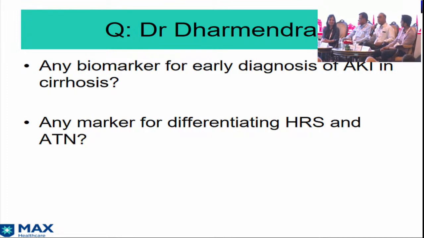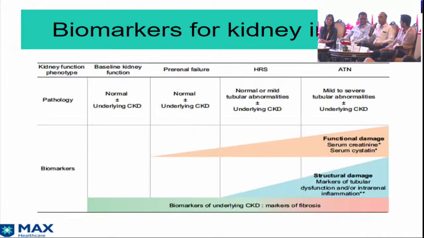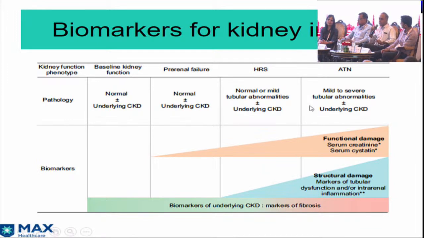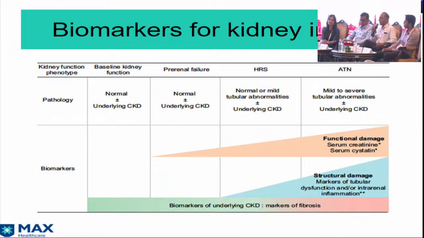Yeah, as far as biomarkers for early diagnosis of AKI in cirrhosis are concerned, we have a couple of them. The most widely used and most commonly available is serum creatinine. But serum creatinine in cirrhosis has a problem, because cirrhotics usually have very low muscle mass, sarcopenia, and liver dysfunction. So the levels of serum creatinine tend to be a little lower, and hence the eGFR estimation based on serum creatinine tends to overestimate.